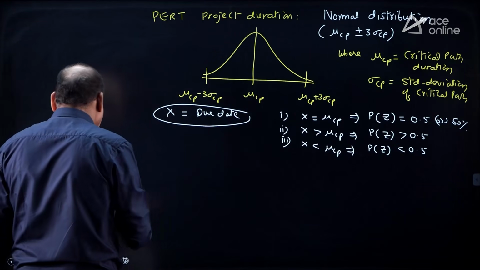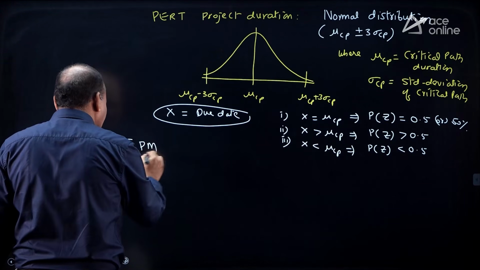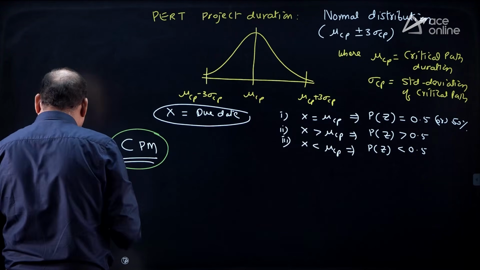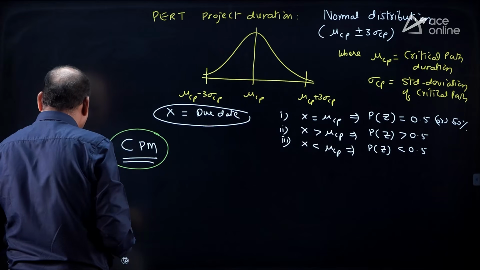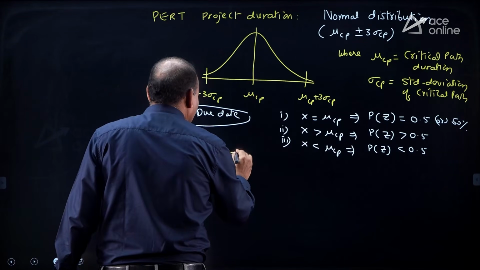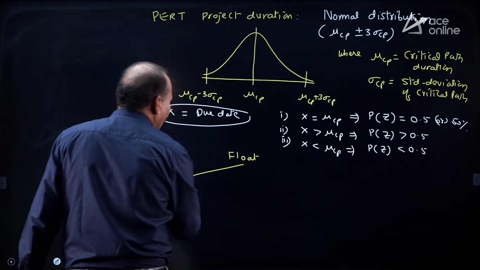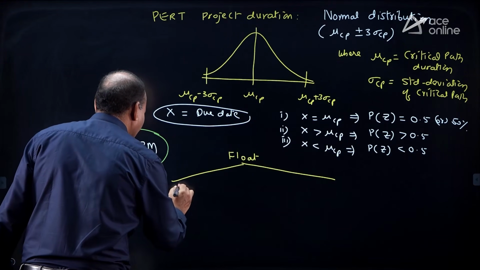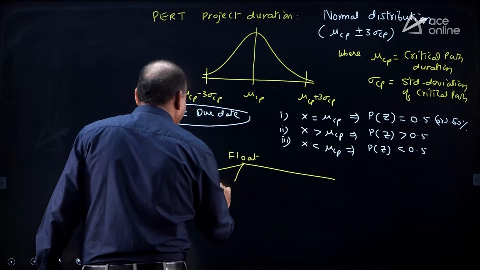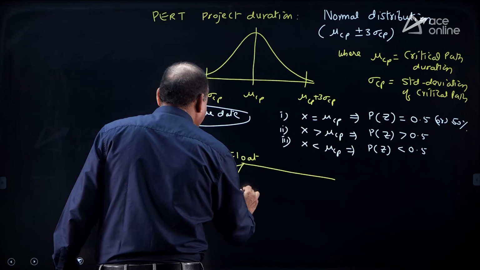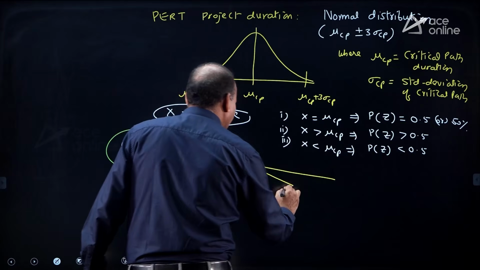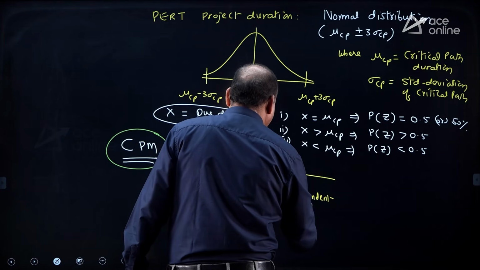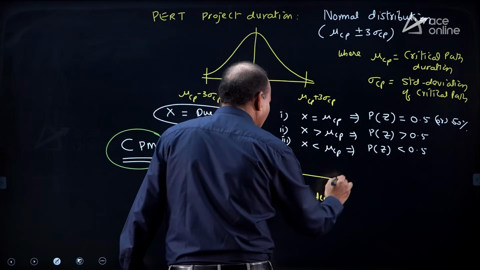Coming to CPM, what are the possible questions in CPM? In critical path method, the possible questions are floats. So we may find questions related to floats. Float can be total float, free float, independent float, interference float.